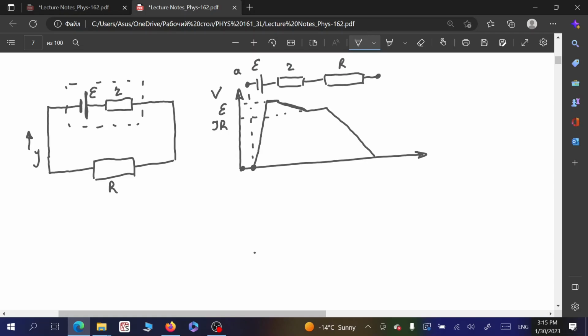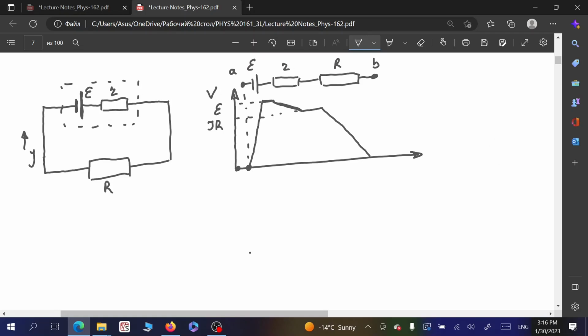So if we consider here point B, point A and point B coincide when we close the circuit. So here the potential will be the same. It will be potential zero. We just consider the potential at this given point as zero, and with respect to this zero potential, we show all other potentials.